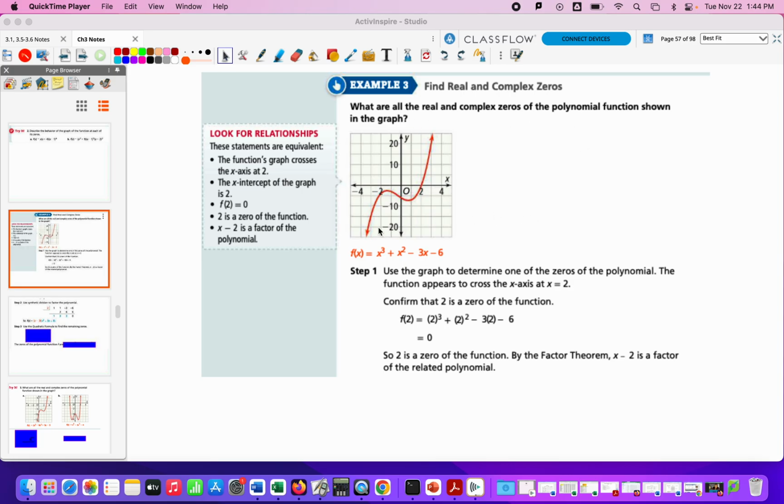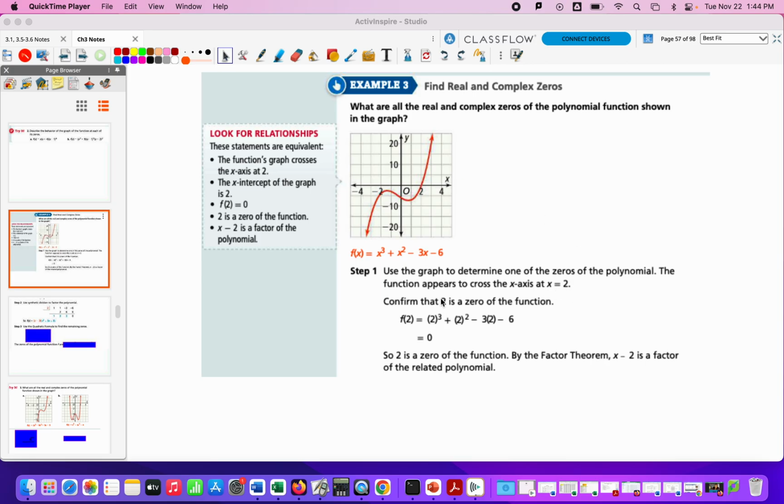First things first, go ahead and take your polynomial right here, x cubed plus x squared minus 3x minus 6. You're going to graph it. They've already done it for us here. Remember, the zeros are just x-intercepts. So if I look here, I only see one x-intercept, which looks like it's going to be x equals 2.